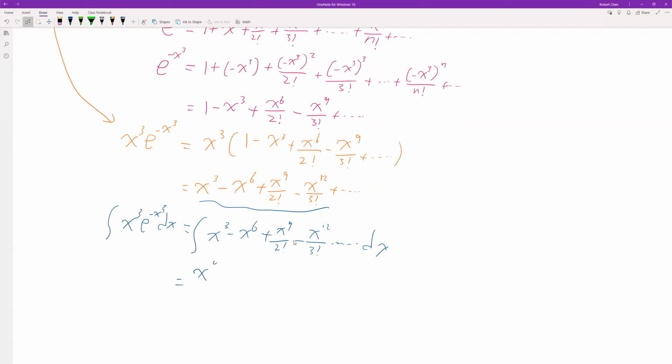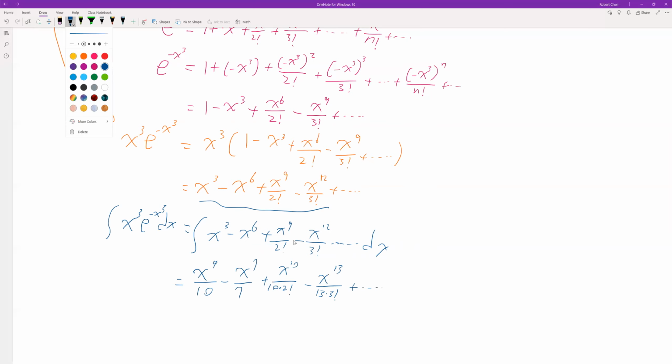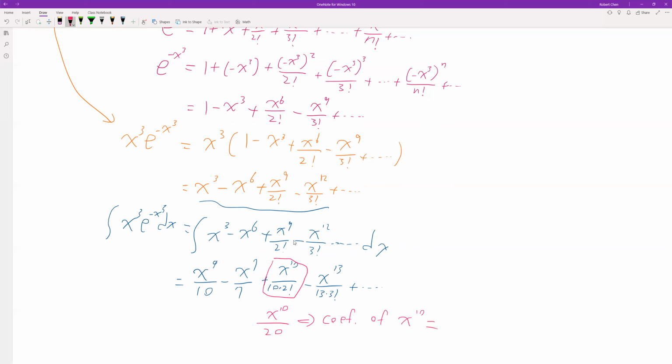So we have x to the 4th over 4 minus x to the 7 over 7 plus x to the 10th over 10 times 2 factorial minus x to the 13 over 13 times 3 factorial plus dot dot dot. The term that we are interested in is x to the power of 10, that is x to the power of 10 over 10 times 2 factorial, that's 20. So here we can say that the coefficient of x to the 10 is equal to 1 over 20. Okay, and we're done.